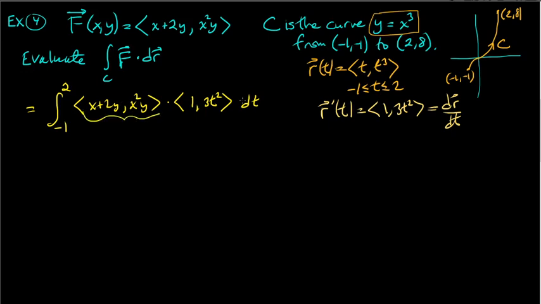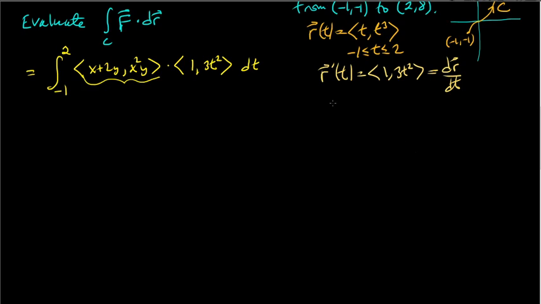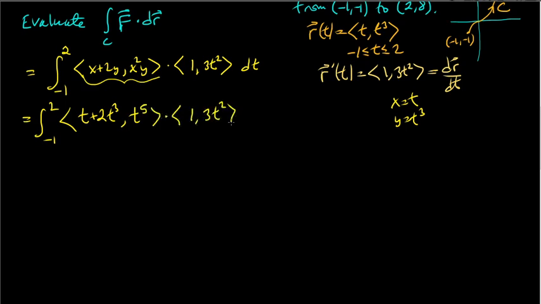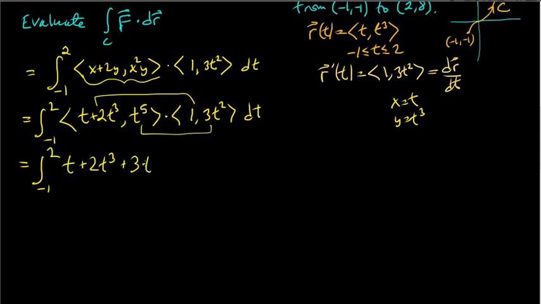But you can see the problem here. This is not expressed in terms of t, so to do that, well, we know what x is. x is t, and y is t cubed. So the x component will be t plus 2t cubed, and then the y component will be t squared times t cubed, which is t to the 5th power. Then we take the dot product with <1, 3t squared> times dt. So remember the dot product: it's 1 times t plus 2t cubed, and then t to the 5th times 3t squared. That'll be 3t to the 7th.